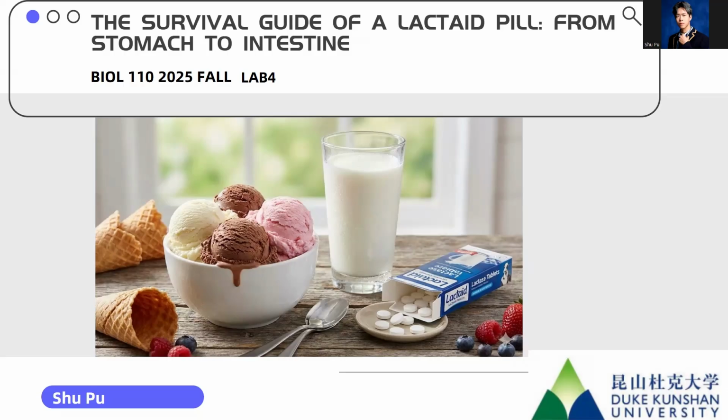It's an enzyme, a protein. As we learned in biology class, proteins are fragile, right? So, how does this pill survive in the harsh, acidic environment of our stomach to do its job in the intestine? Today, I'm presenting the survival guide of a lactase pill from stomach to intestine.